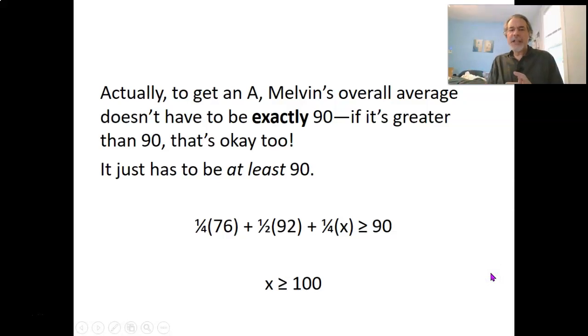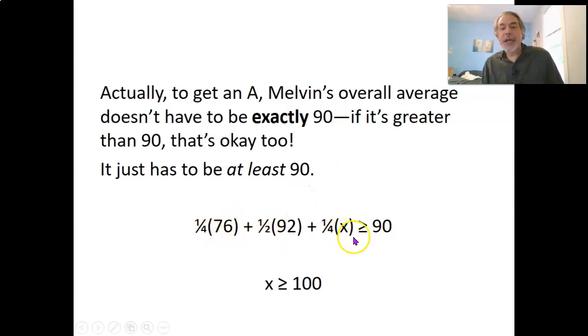But really, to get an A, he doesn't have to get exactly 90. He just has to get 90 or more. So it's not really a matter of being equal to a particular number. It's a matter of being greater than or equal to that number. He has to get an overall average of at least 90 to get an A for the course.